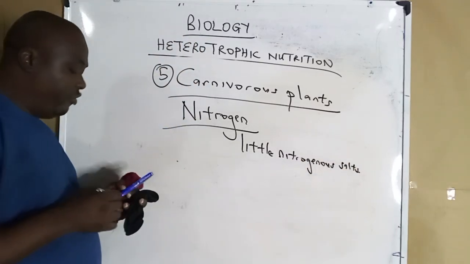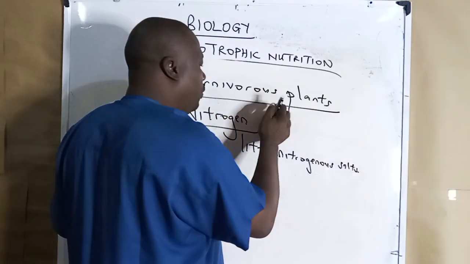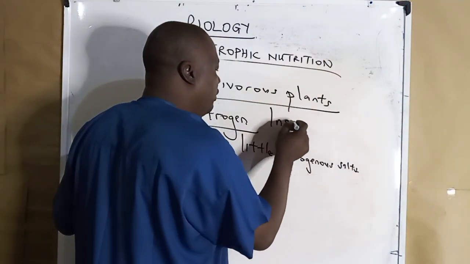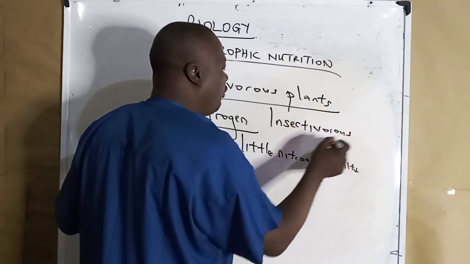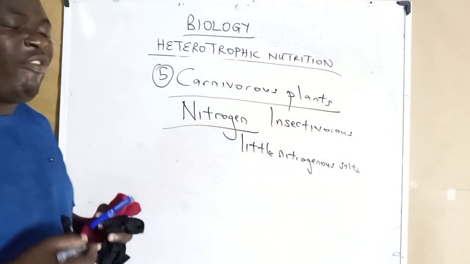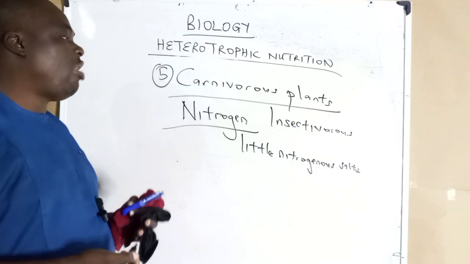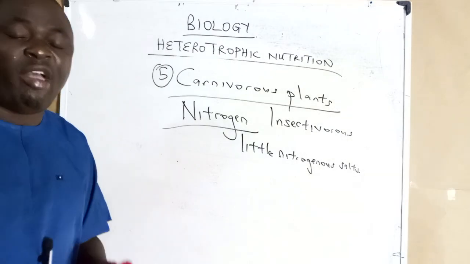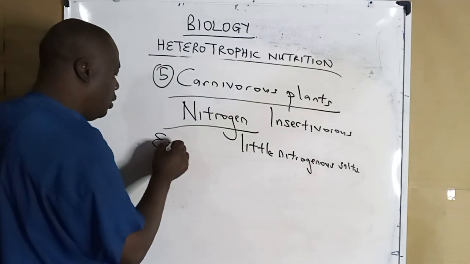So what happens is this. These carnivorous plants are also called insectivorous plants because they feed on insects and other small animals, but mainly insects. Feeding on these insects provides an alternative source of nitrogen for them. So that's why they're called carnivorous plants.